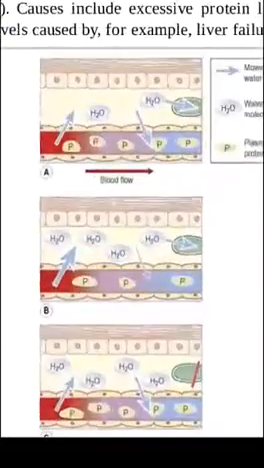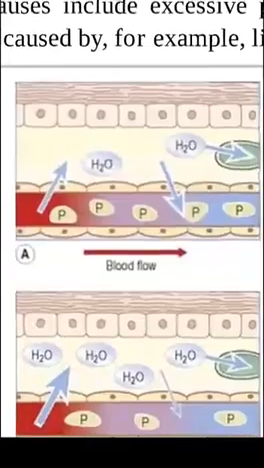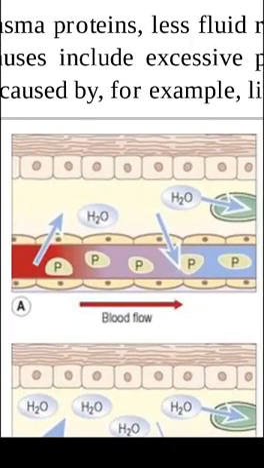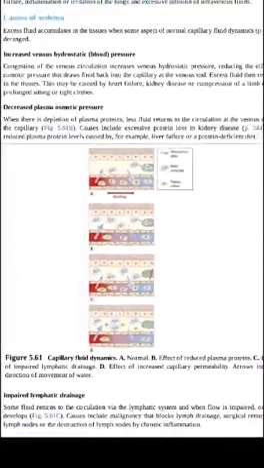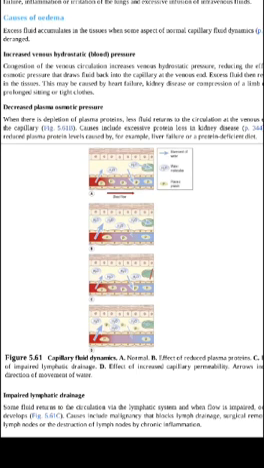Okay, this A picture shows normal blood flow. There is a capillary below, a blood capillary or blood vessel. Above it is the tissue space. You can see that there is a normal level of plasma proteins in the blood capillary or the blood vessel, and normal fluid content in the tissue space. Okay, but what happens if there is decreased plasma osmotic pressure?